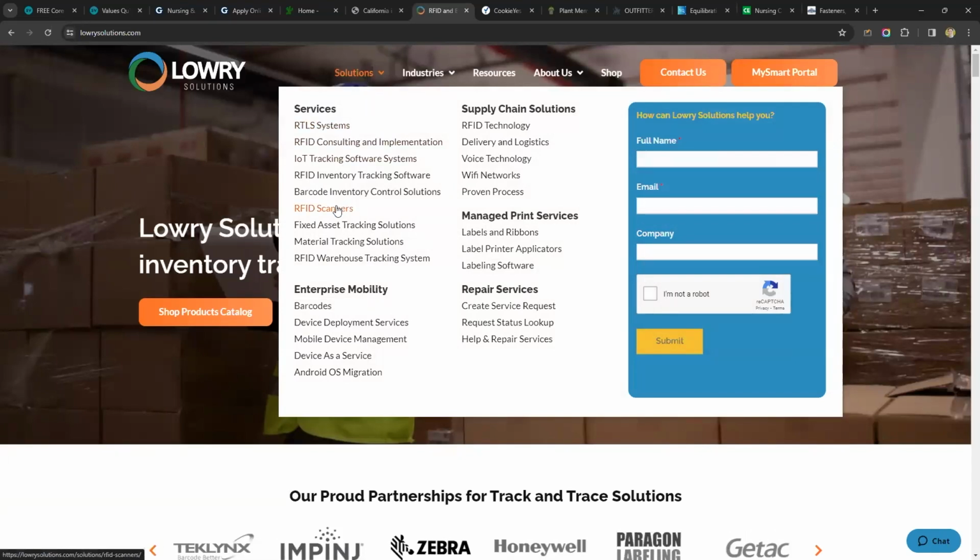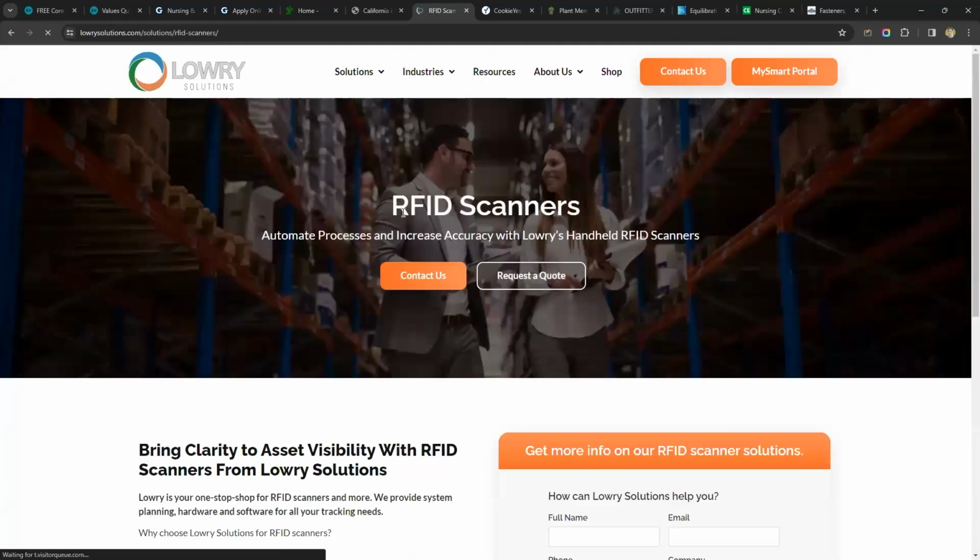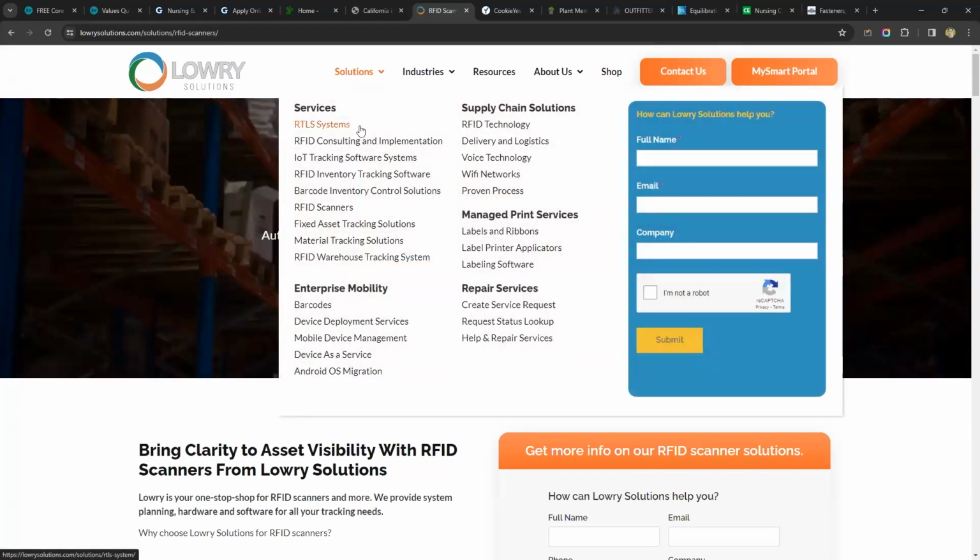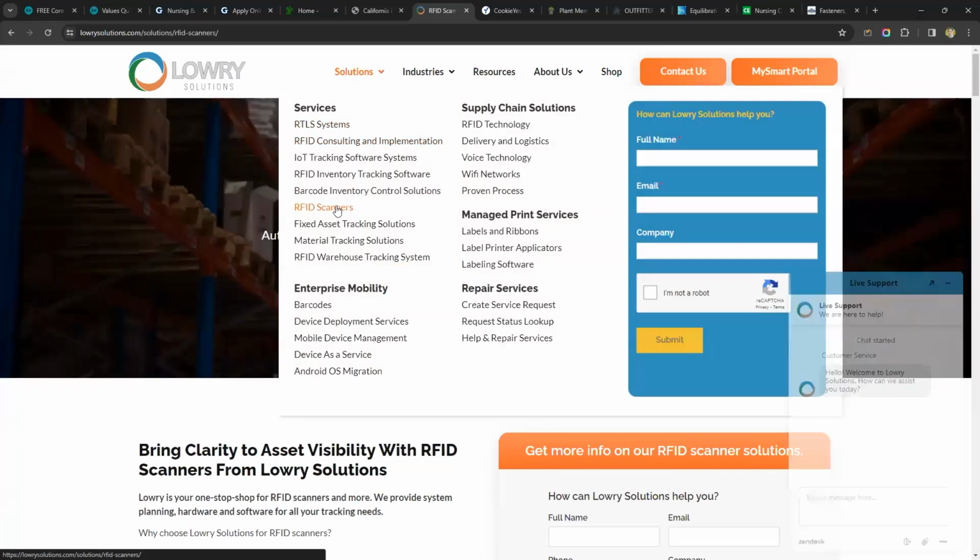On the solutions page, when you go to the solution page, they actually deliver what they promised. On the solutions, it was RFID products, RFID scanners, whatever they promised in the menu, they actually deliver on the pages. So remember that first question, am I in the right place? I feel really good about that because they're actually answering it.